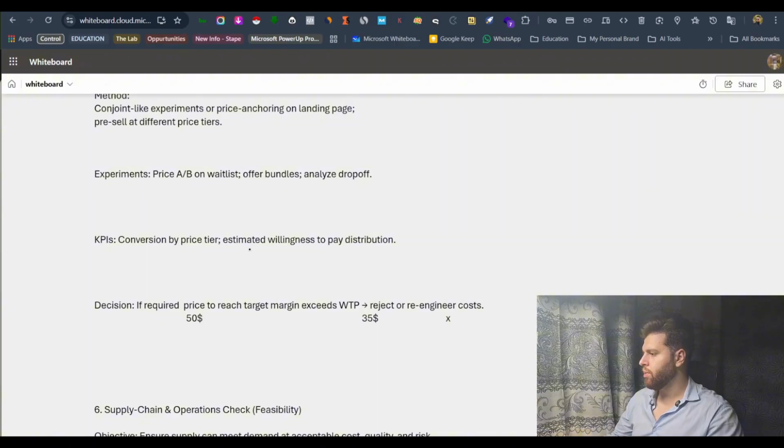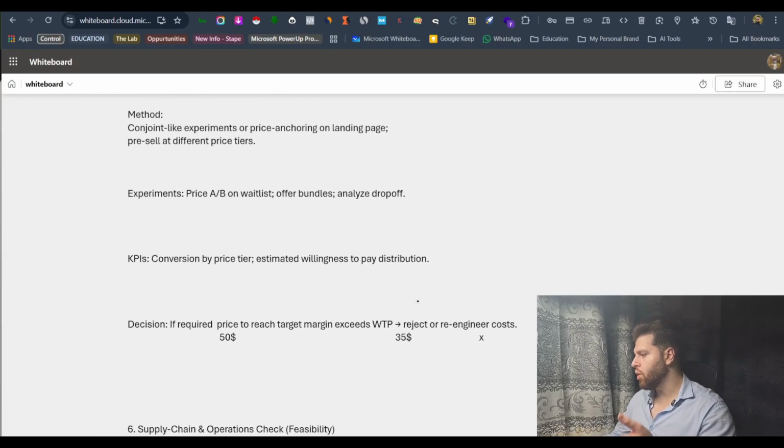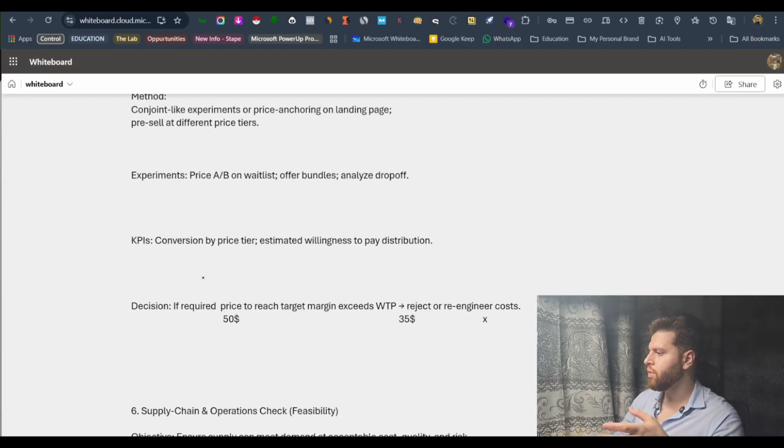You can also offer bundles with more of the same product or complementary products. The KPIs you're looking for here are conversion by price tier and estimated willingness-to-pay distribution. And your decision: if the required price to reach your target margin exceeds willingness to pay, just leave it.